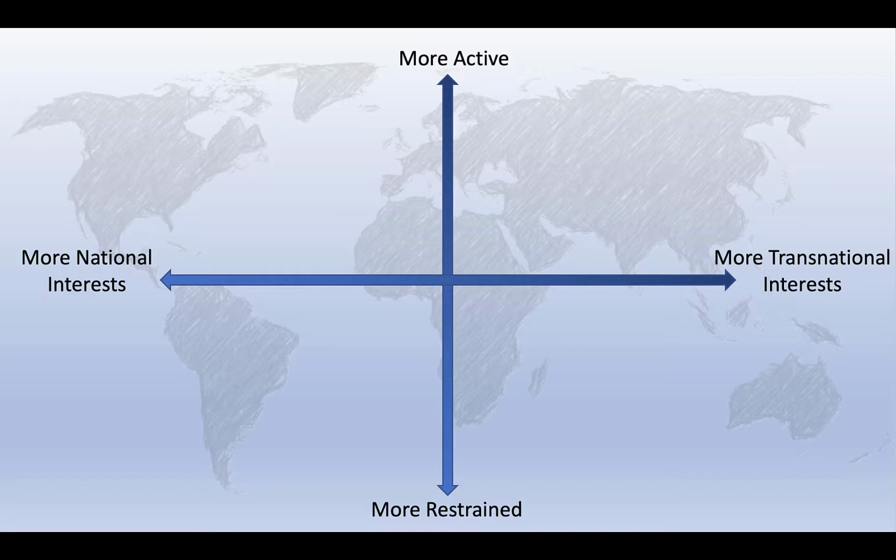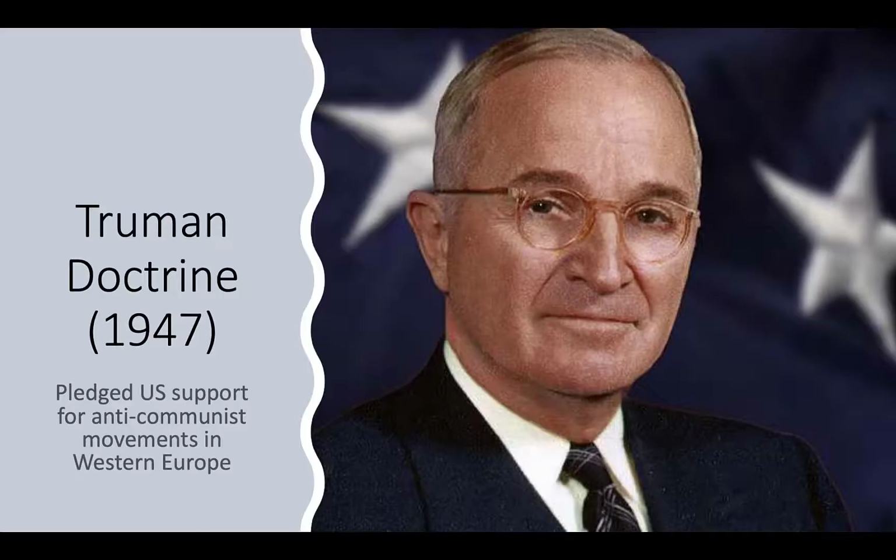Let's step back for a moment and consider the evolution of the various doctrines of U.S. foreign policy over time. Throughout much of the Cold War period, the various doctrines of foreign policy were really tactics that fell under the broader grand strategy of containment. First articulated in 1947, the Truman Doctrine, for example, pledged U.S. support for anti-communist movements in Western Europe. President Truman was responding to the threat posed by the communist uprisings in Greece and Turkey.